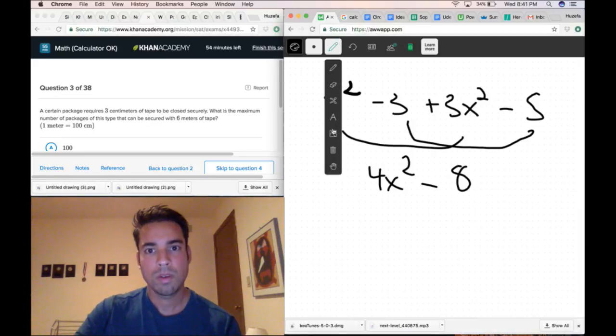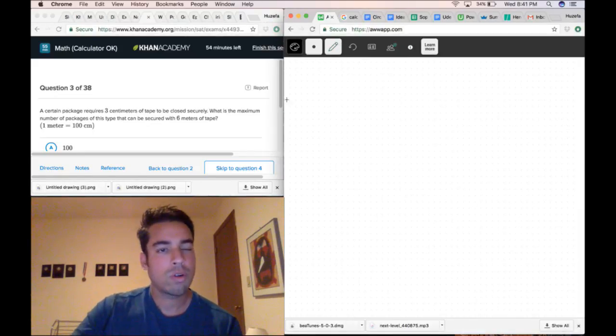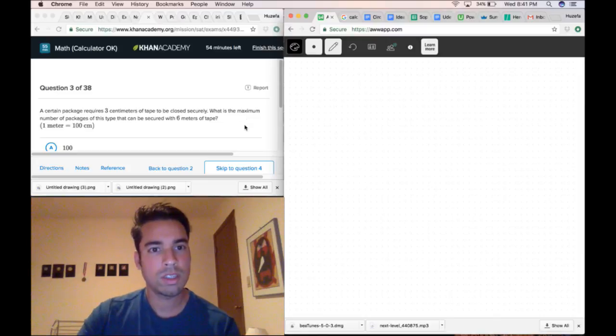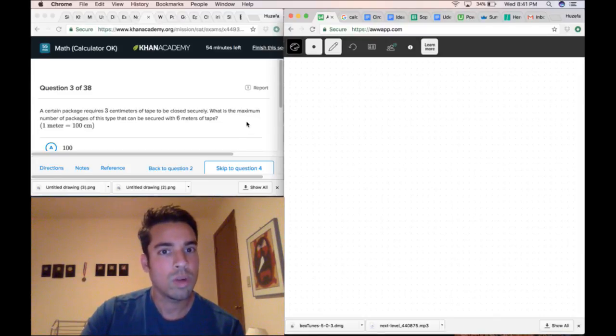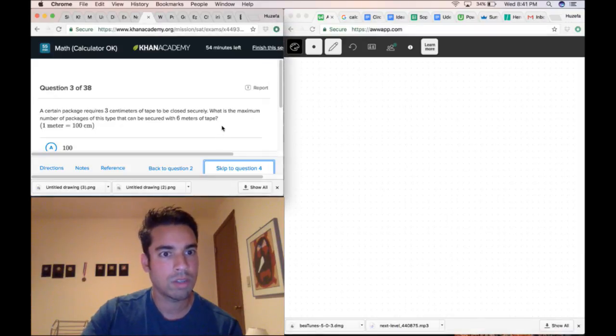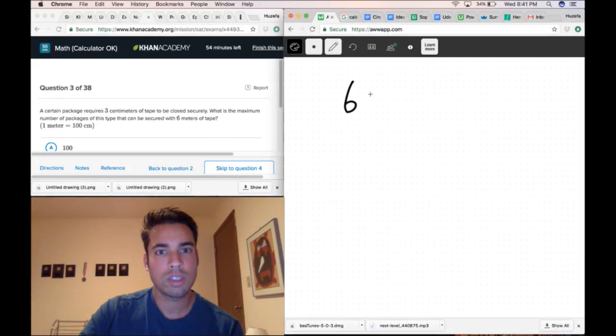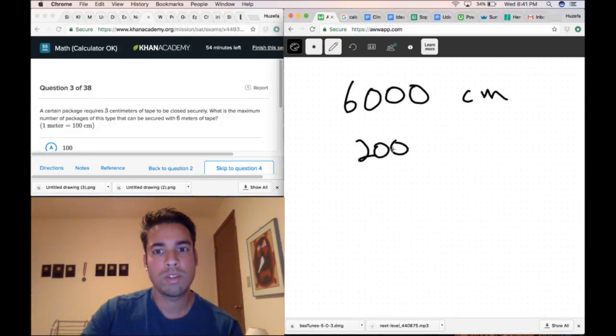Question number 3. A certain package requires 3 centimeters of tape to be closed securely. What is the maximum number of packages of this type that can be secured with 6 meters of tape? So 6 meters, which is 6,000 centimeters, and we divide this by 3, and it should be 2,000, right?